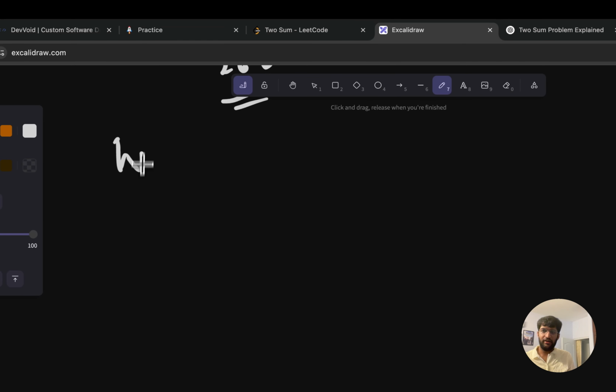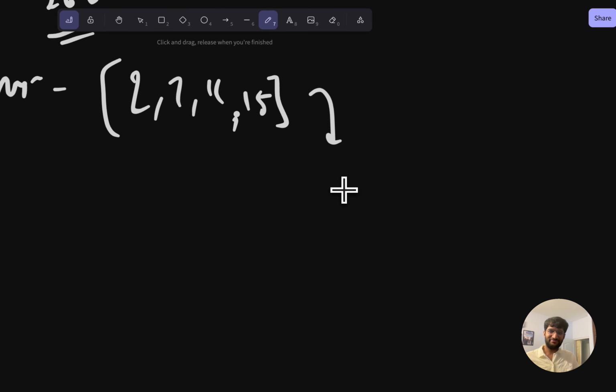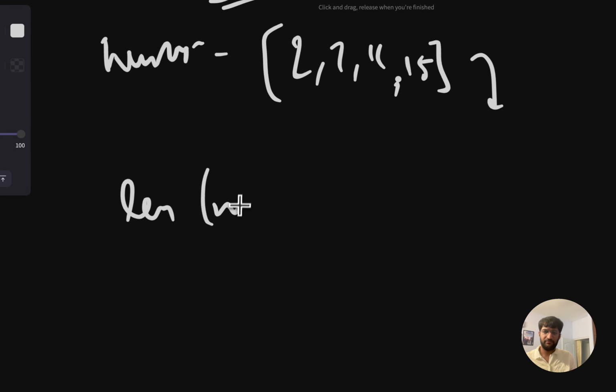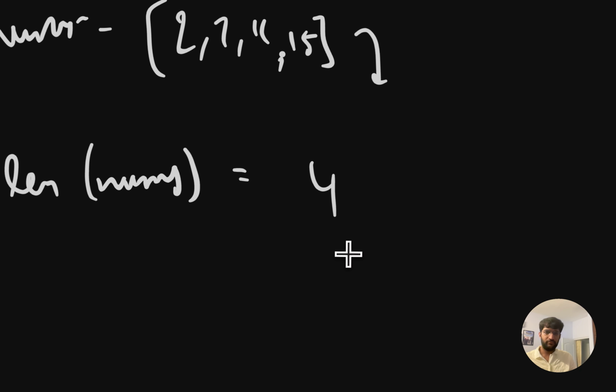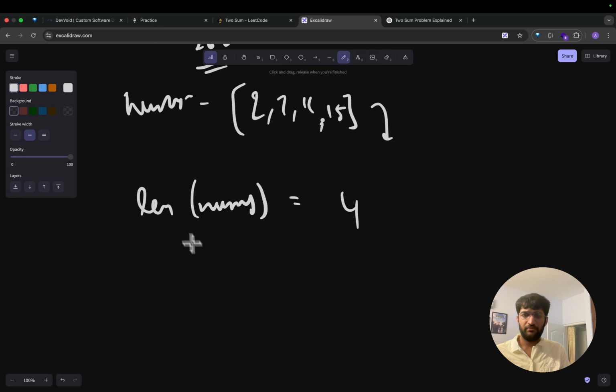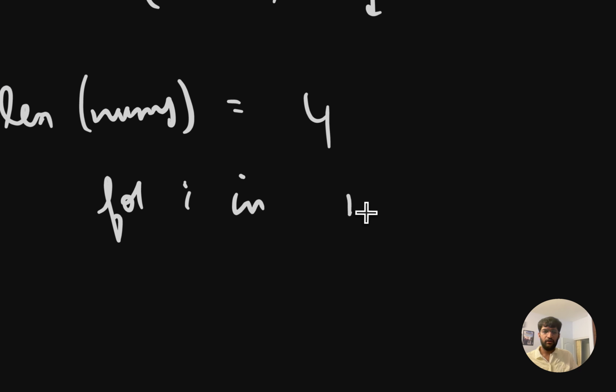Let's take the nums as our favorite numbers, that is 2, 7, 11, 15. Okay, not what you're thinking other than that, but yeah. So now, what is length of nums? It is 4. Why? Size of list is 4. So there are 4 items in the array or a list. Length of nums is 4. Now what we'll do? We'll say for i in range of 4.